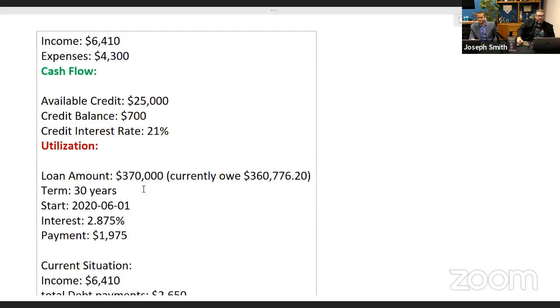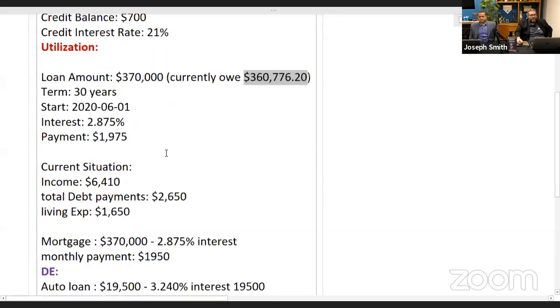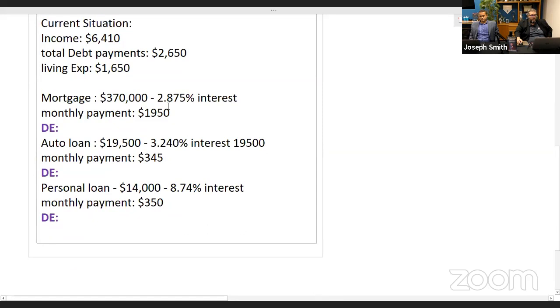If you're looking at this, we're talking about the loan amount, the home mortgage. The original value was $370,000, and this loan started basically this month, June 1st. I think it was refinanced actually. So if I remember the story correctly, it was refinanced. And what was currently owed at the time of refinancing was $360,776.20. That amount was refinanced at 2.875%, and the monthly payment on that mortgage is $1,975.